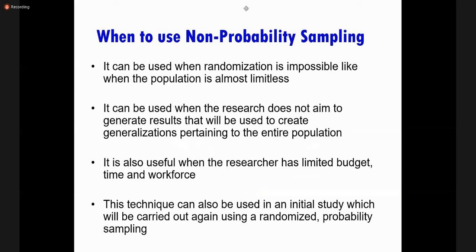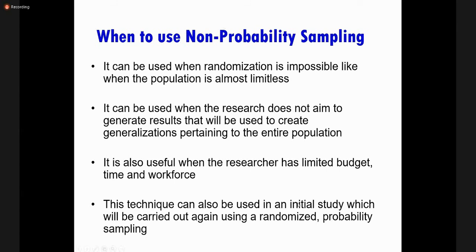Now comes when to use non-probability sampling. All these four common techniques we have discussed, we can use them when randomization is impossible, even when a sampling frame is not available. And you can use them when the researcher does not aim to generalize results to the entire population. And also they are useful when the researcher has limited budget, time or workforce.